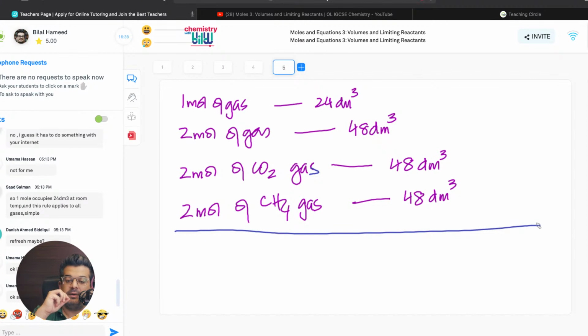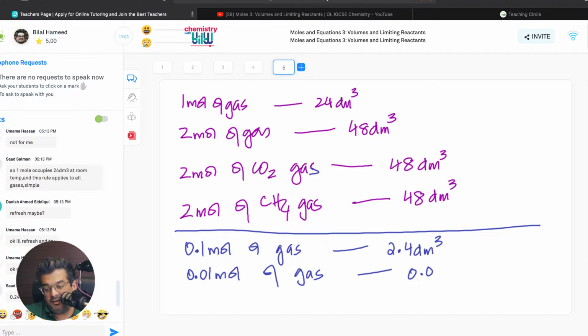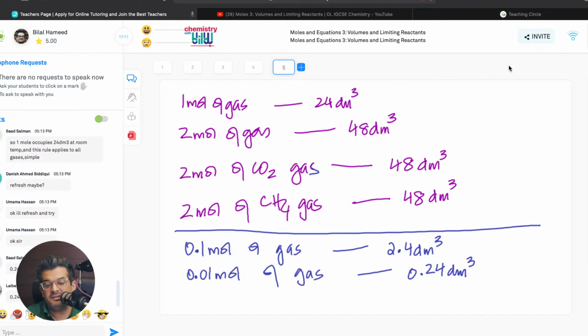Anyways, so that's what we have going for us. So this is all we want to use it for. What that means is, if I tell you that instead of 1 mole, I have 0.1 mole of gas, what volume is this then? Well, 2.4 dm cube. If I have 0.01 mole of gas, I have 0.24 dm cube. Again, if you don't get any of this, all you gotta do is use a formula, Noman.